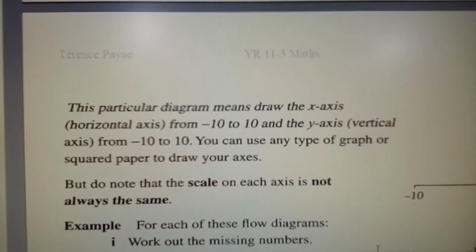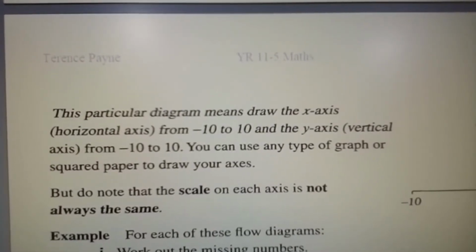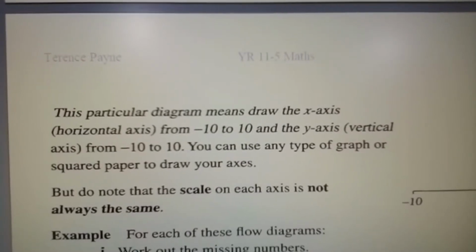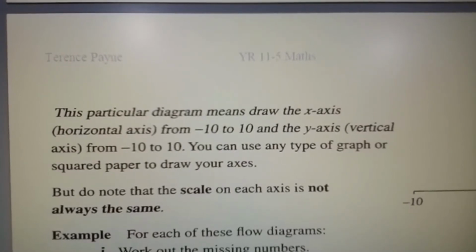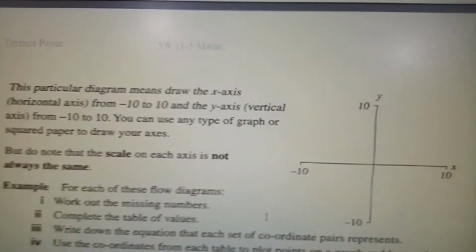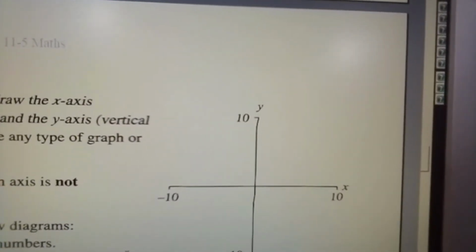Now let me just move in a little bit so we can get that. You can make this particular diagram: draw the axes, x-axis, horizontal axis, from minus 10 to 10, and the y-axis, vertical axis, from minus 10 to 10. You can use any type of graph or square paper to draw your axes, but do note that the scale on each axis is not always the same. And that's what your axes with your scale frame should look like. Now please note, this is not to scale, this is purely for illustration.